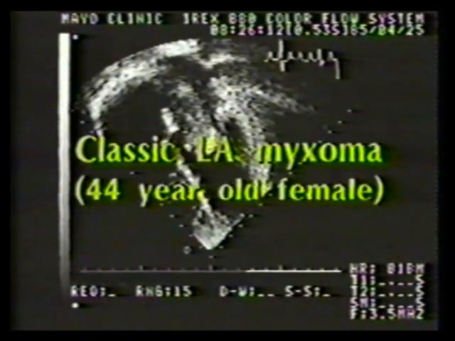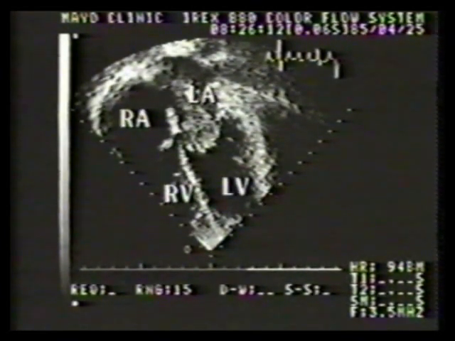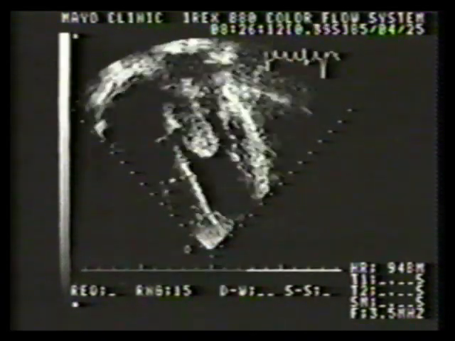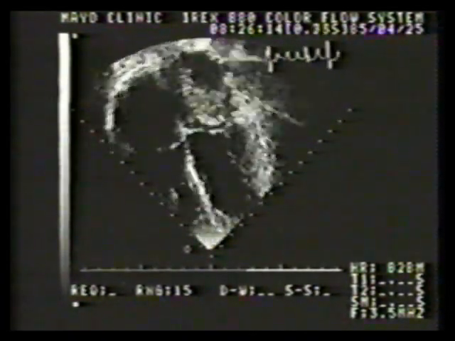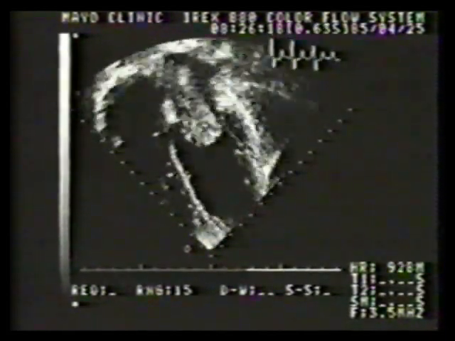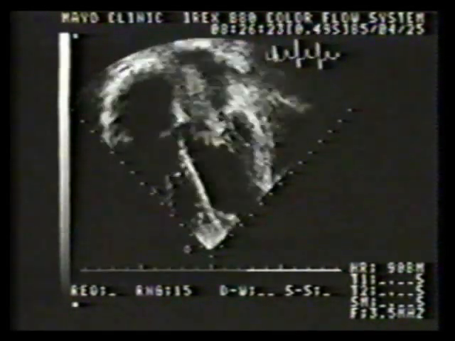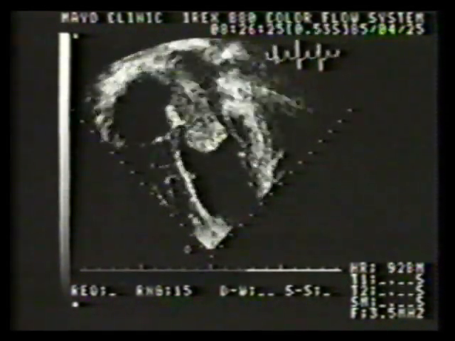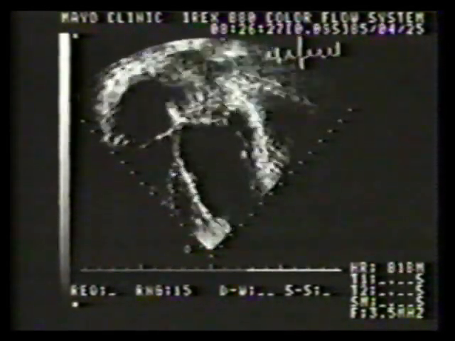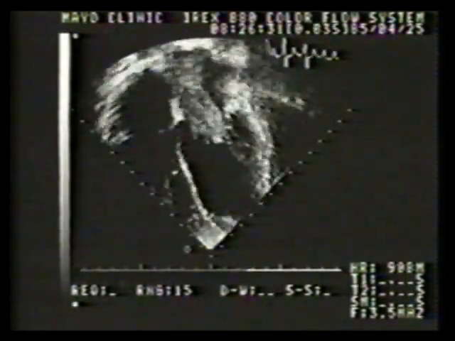This first example is a classic left atrial myxoma in a 44-year-old female. In this apex down format, the left atrial cavity is filled with a mass. Note that this mass lesion is attached to the atrial septum near the valve of the fossa ovalis and prolapses through the orifice of the mitral valve with each diastole. This typical attachment and motion is near pathognomonic of atrial myxoma.